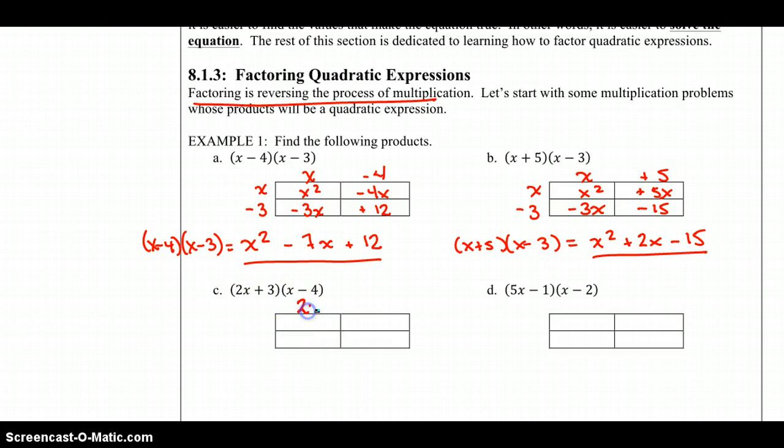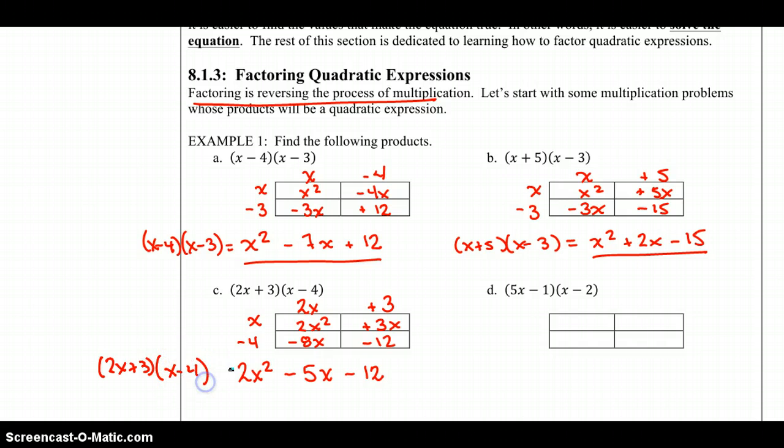Now 2x plus 3 times x minus 4. Again, if we write out all our partial products, we get 2x squared plus 3x minus 8x minus 12. If we collect all of our like terms, we'll get 2x squared, a negative 8x, and a positive 3x. When we combine, we'll get a negative 5x, so we can write that as subtract 5x and subtract 12. So again, the quantity 2x plus 3 times the quantity x minus 4 is equivalent to 2x squared minus 5x minus 12.